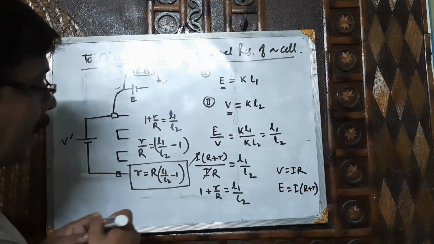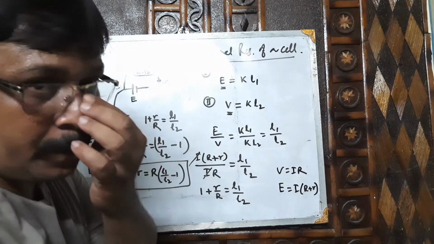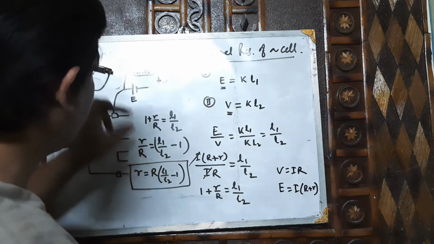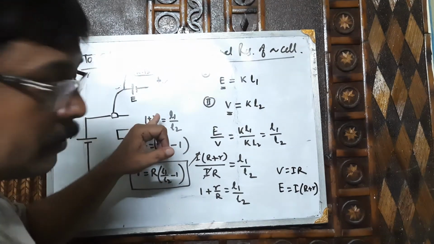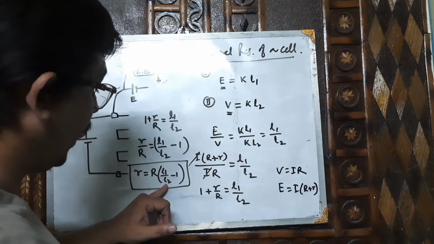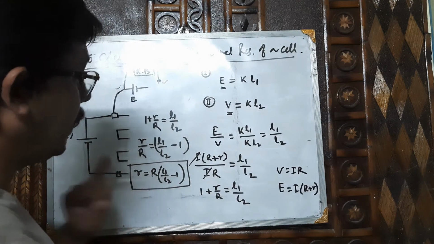Why? Because the R value is the resistance box value you have given. The value you have already inserted there, so this is R. L1 and L2 are the null points we already got in the two cases. So L1 and L2 are the two null points. If we put in the values, we get the internal resistance.